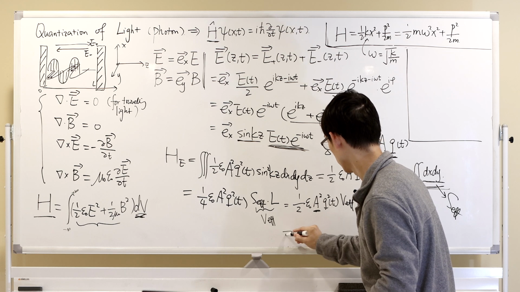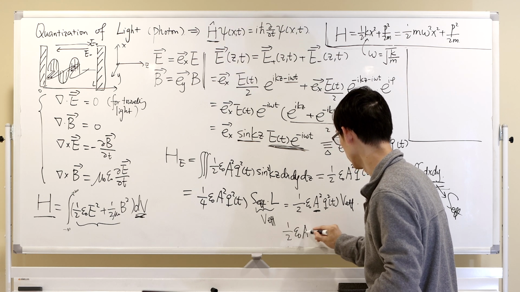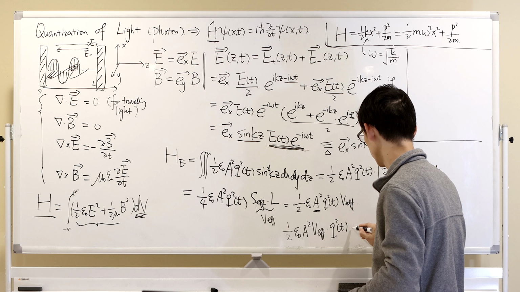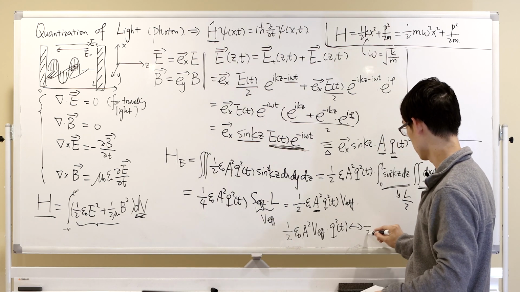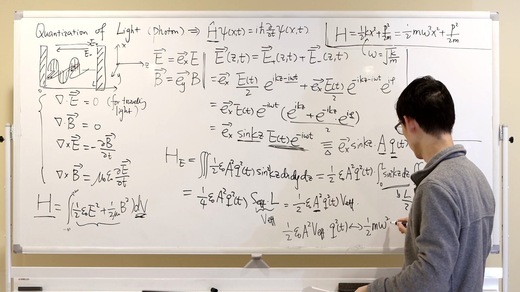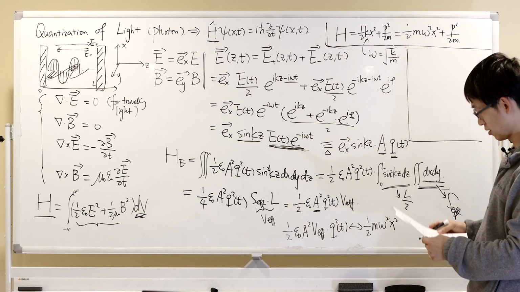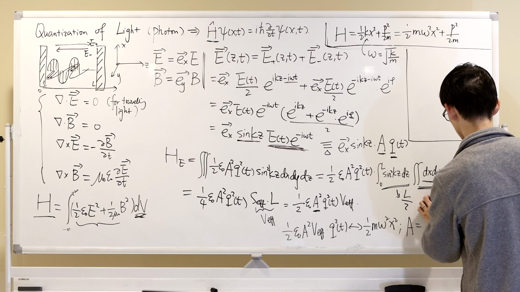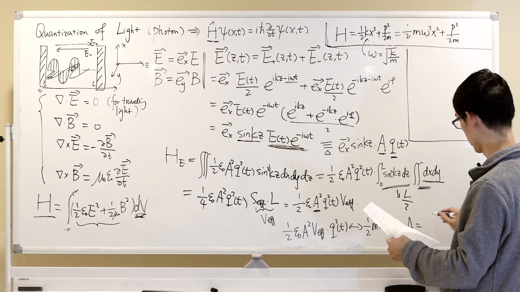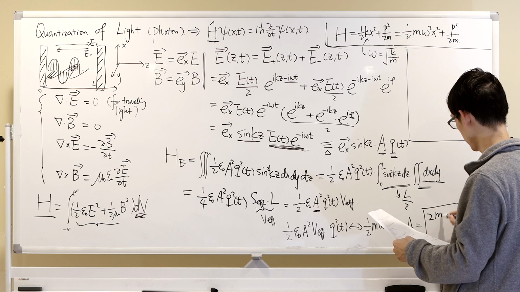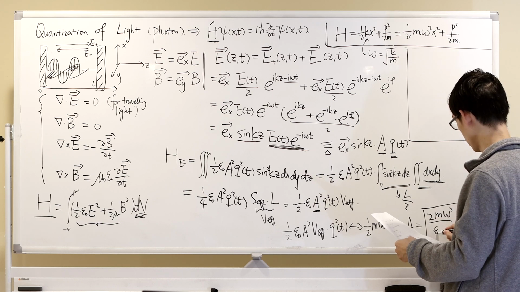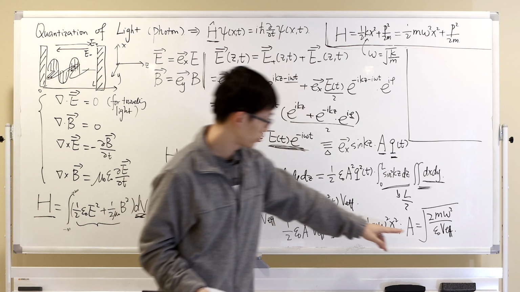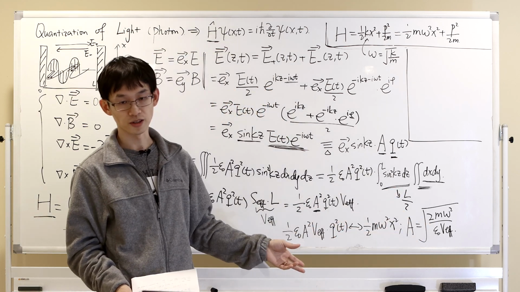You want 1/2 epsilon A squared V effective times Q squared to look the same as 1/2 m omega squared x squared, right? If you want them to look the same, then your A has to be 2m omega squared over epsilon V effective. Okay, so you can define your A in this way because your A is a free parameter.